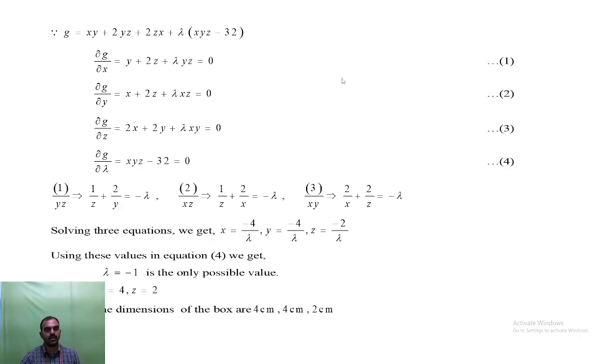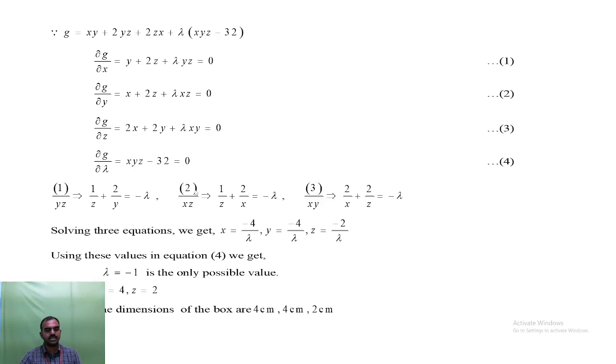Now consider equations 1, 2, 3 and 4. The first equation is divided by yz. That implies 1 by z plus 2 by y, with lambda moved to the right-hand side, equals minus lambda. The second equation is divided by xz, so 1 by z plus 2 by x equals minus lambda. The third equation is divided by xy, so that implies 2 by x plus 2 by y equal to minus lambda.